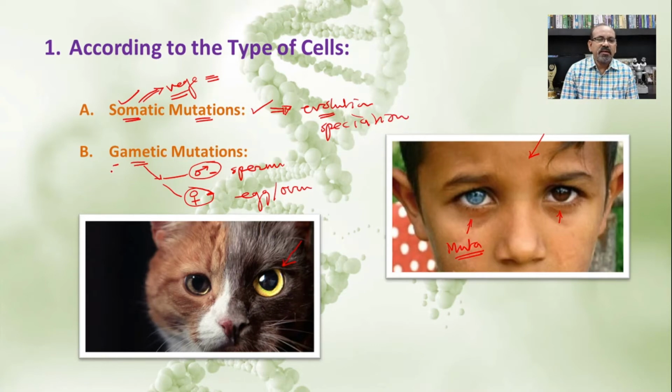But gametic mutations are present in the sperms or the gametes, that is the male and the female gamete, and they are involved in the next generation. So if we see the next generation organism, we will find certain changes or mutations. This type of mutation, the gametic mutation, plays an important role in evolution as well as speciation.